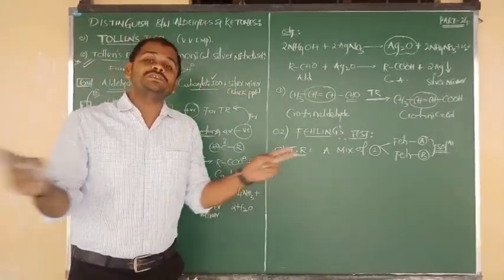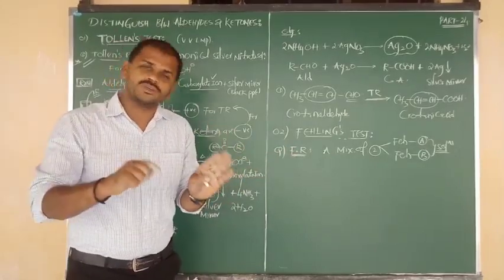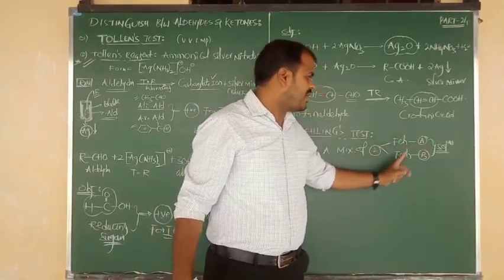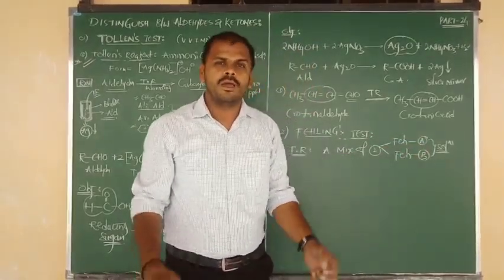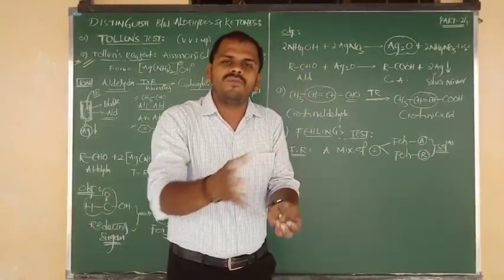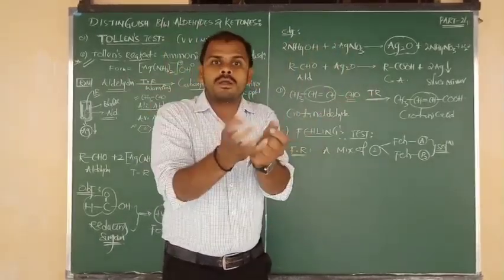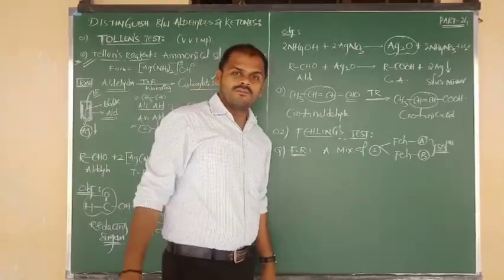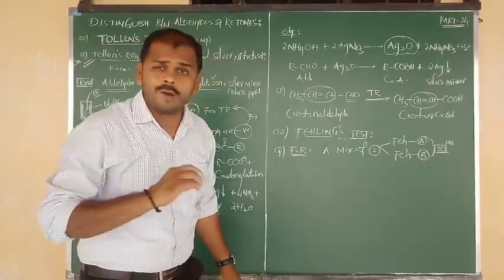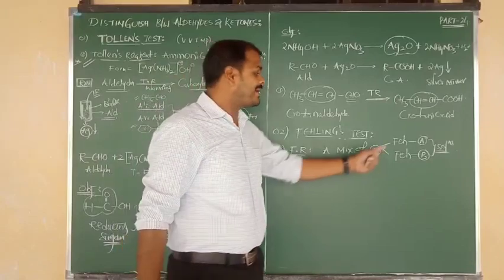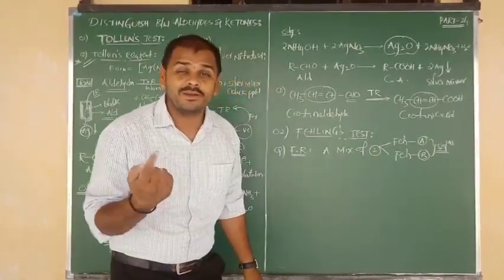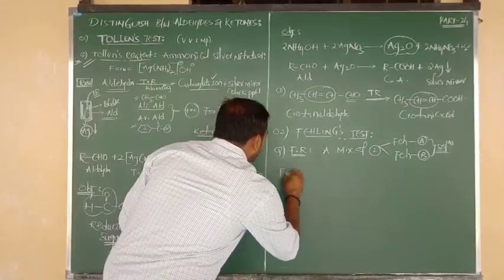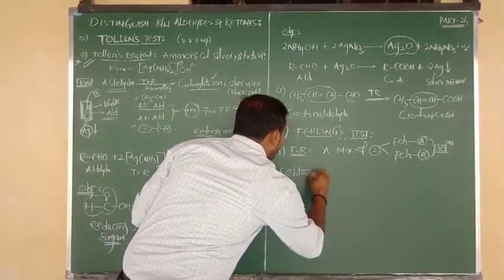It is prepared by mixing in a 50-50, 1:1 ratio, no doubt. We consider Fehling A solution and Fehling B solution. Both are equally mixed, and finally you get a deep blue colored solution, which is known as Fehling's reagent. Clear. But sir, what is meant by Fehling A solution and Fehling B solution? First of all I am going to show you what Fehling A solution is.